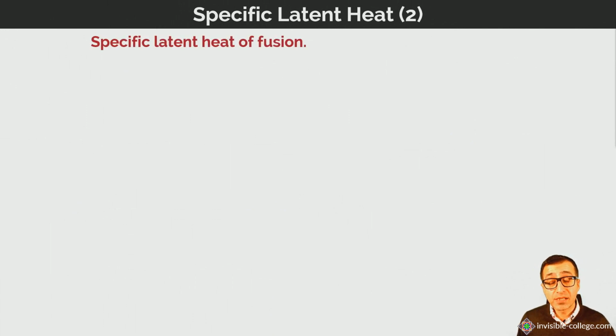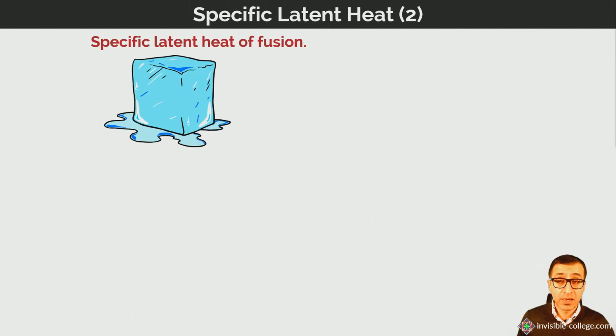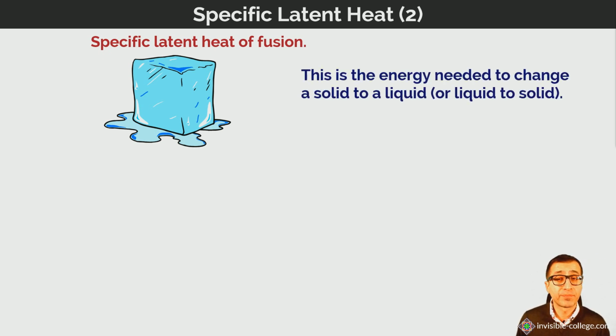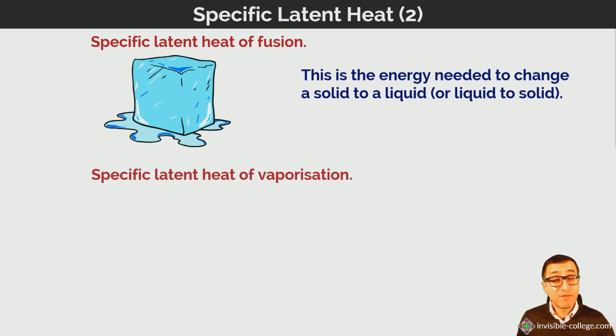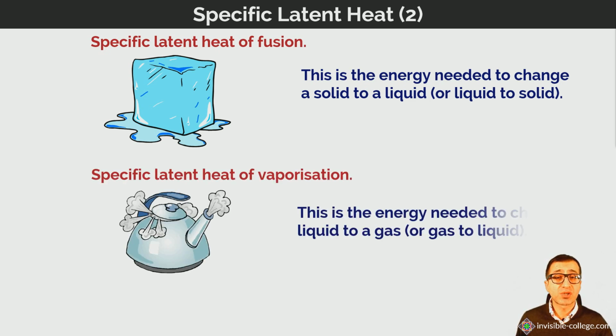The specific latent heat of fusion is the term that we use to refer to the energy needed to change the state of a substance between solid and liquid. It's the same term used in both directions. The specific latent heat of vaporization is the term used to describe the energy needed to change 1 kilogram of a substance between the liquid state and the gaseous state. Whichever direction the change takes place, the specific latent heat is referred to using the same terms. It's just the sign before the value for the specific latent heat that changes from positive to negative.